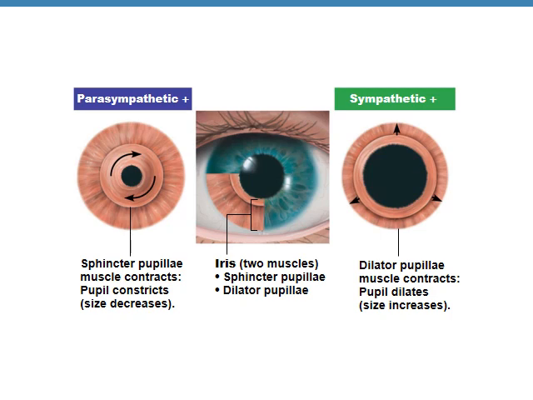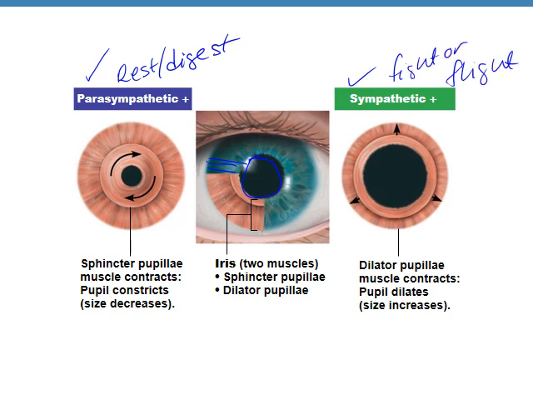Since we're talking about the iris, so there's the colored part of the eye, and there's the pupil, there's the opening, I wanted to show you the parasympathetic and the sympathetic. So remember, parasympathetic is rest and digest, and sympathetic is fight or flight. So why does this make sense? What happens during rest and digest? We said it's for close-up vision, right?